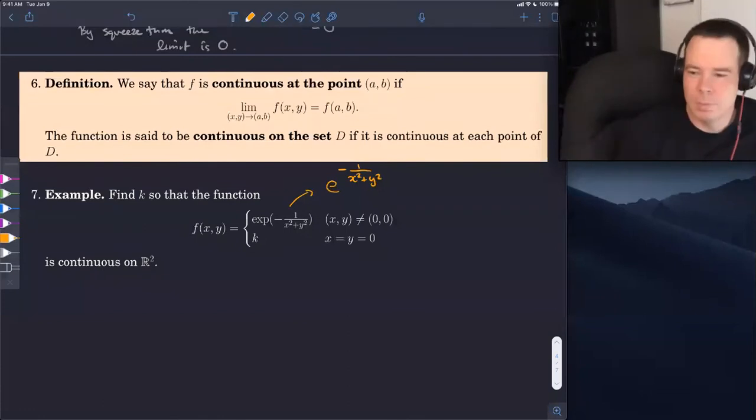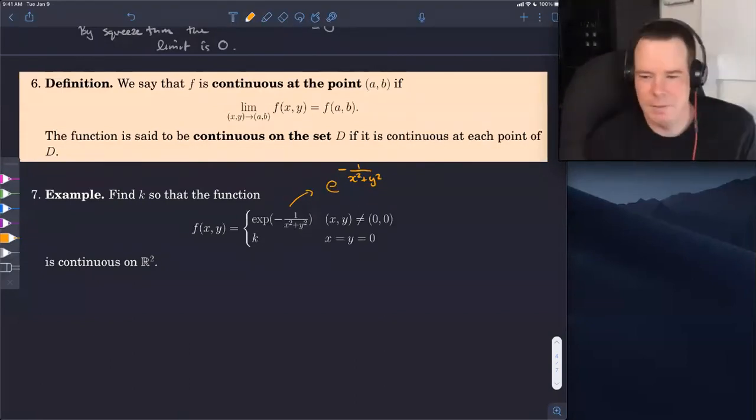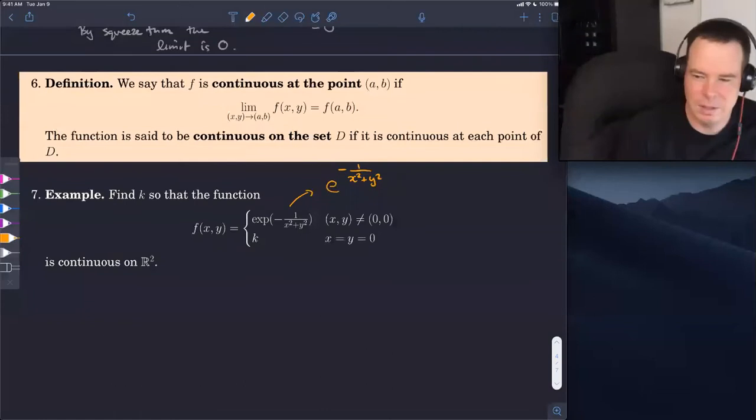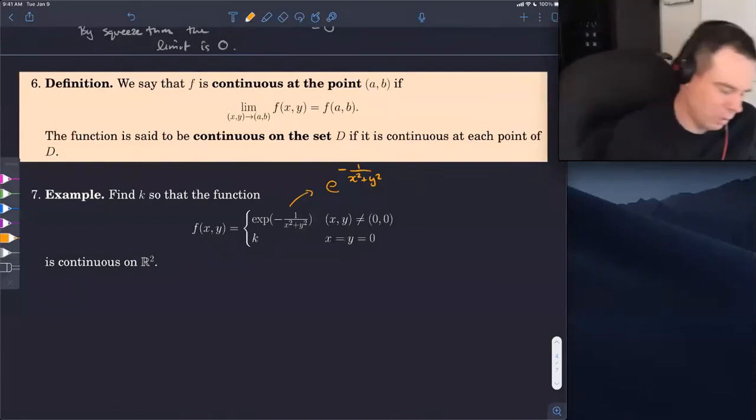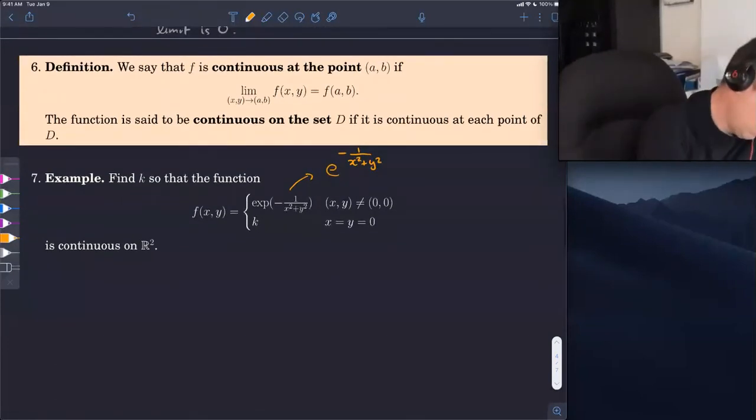This function has no problems at values where x and y are not both 0, because we can divide by them. It's a positive or non-zero number. It's in fact positive, and there's no problem taking e to the negative of that exponent. So all of those things are fine. So everything behaves nicely except at the origin. At the origin, this expression doesn't make sense. So we've defined its value to be k there. And the question is, what should we make the value of k so that this function is continuous at (0,0)?